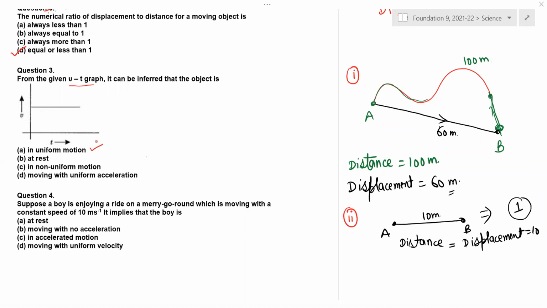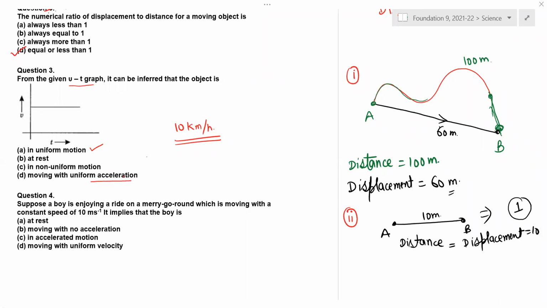For example, when you are cycling and maintaining, say, 10 km per hour, you are not changing your speed. Speed remains the same even though time is passing. So this is called uniform motion. Non-uniform means speed is changing. So uniform motion means a line moving upward, right?